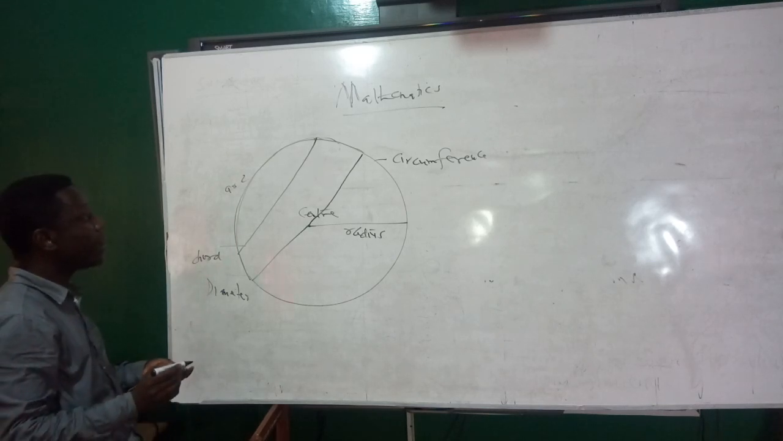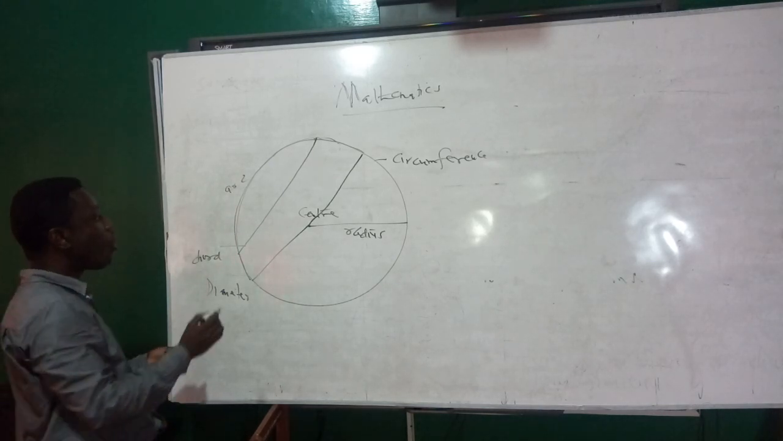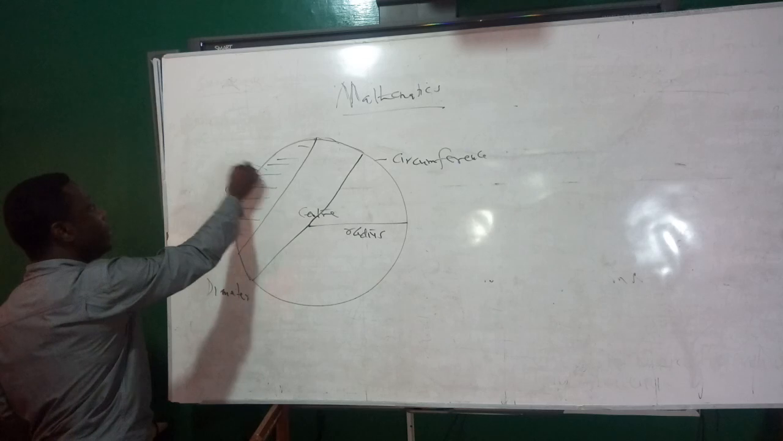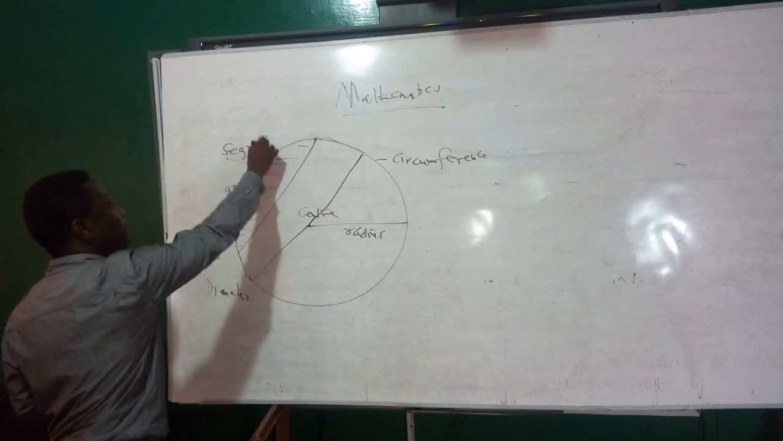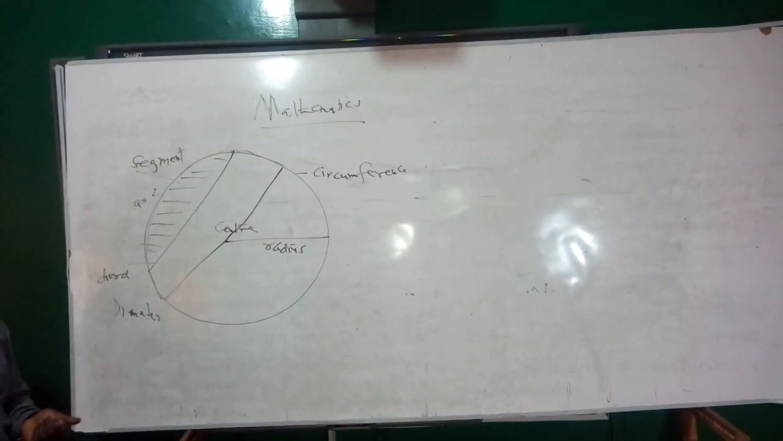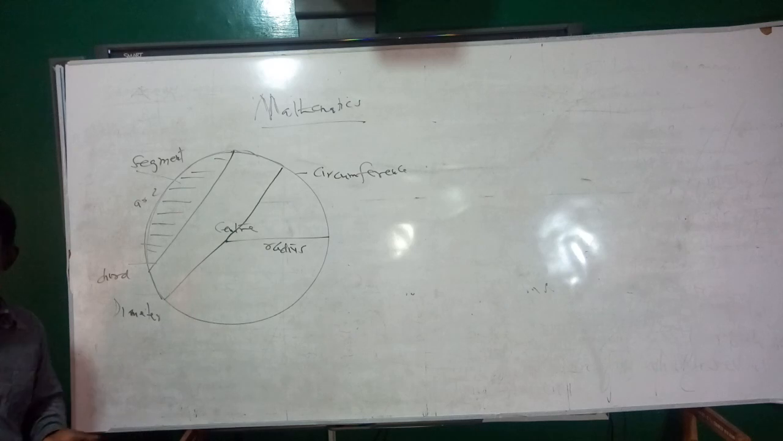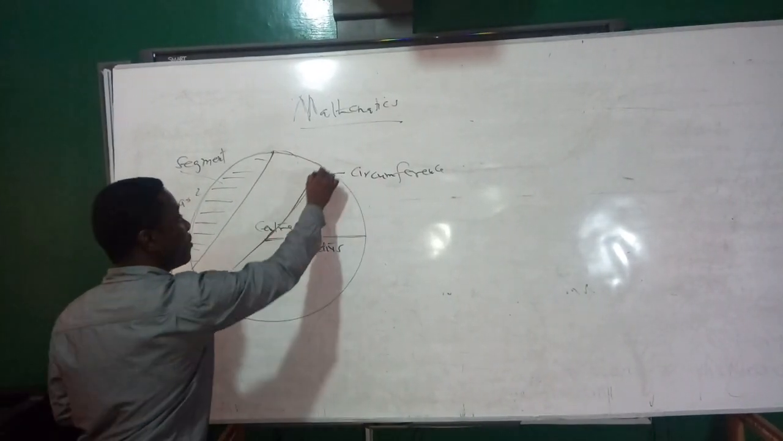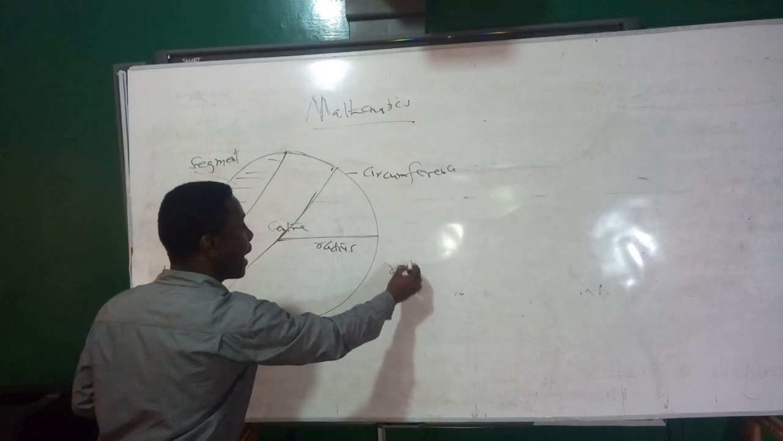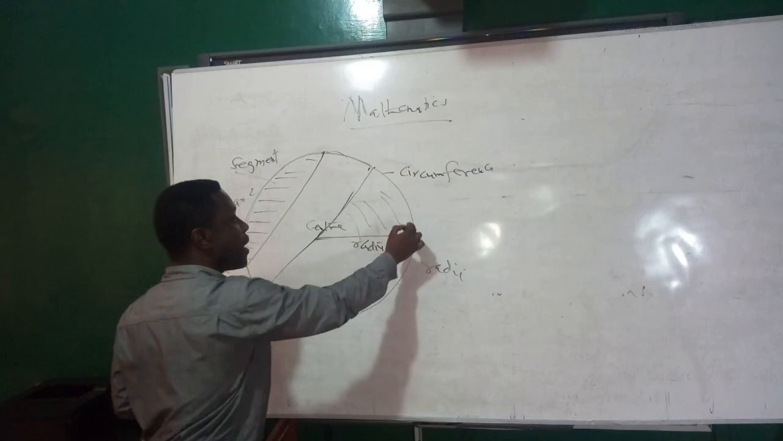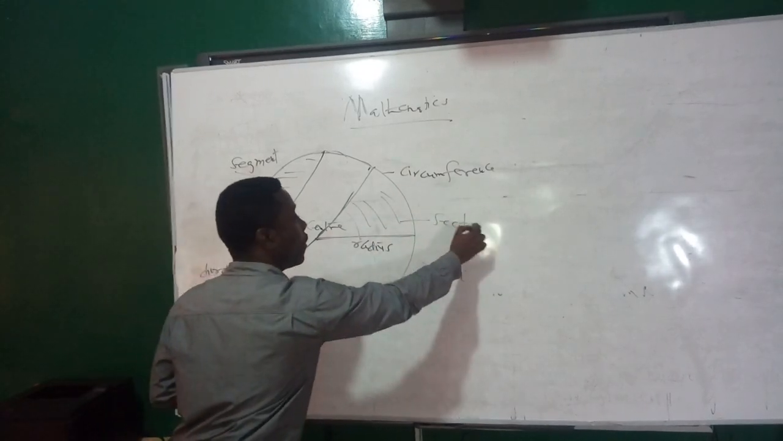So the area between your chord and your arc, for example the area I have here, will normally be your segment. And then again, the area between two radii, when you pick this radius and another radius (in plural form we say radii), for example this area, will normally be what we call your sector.